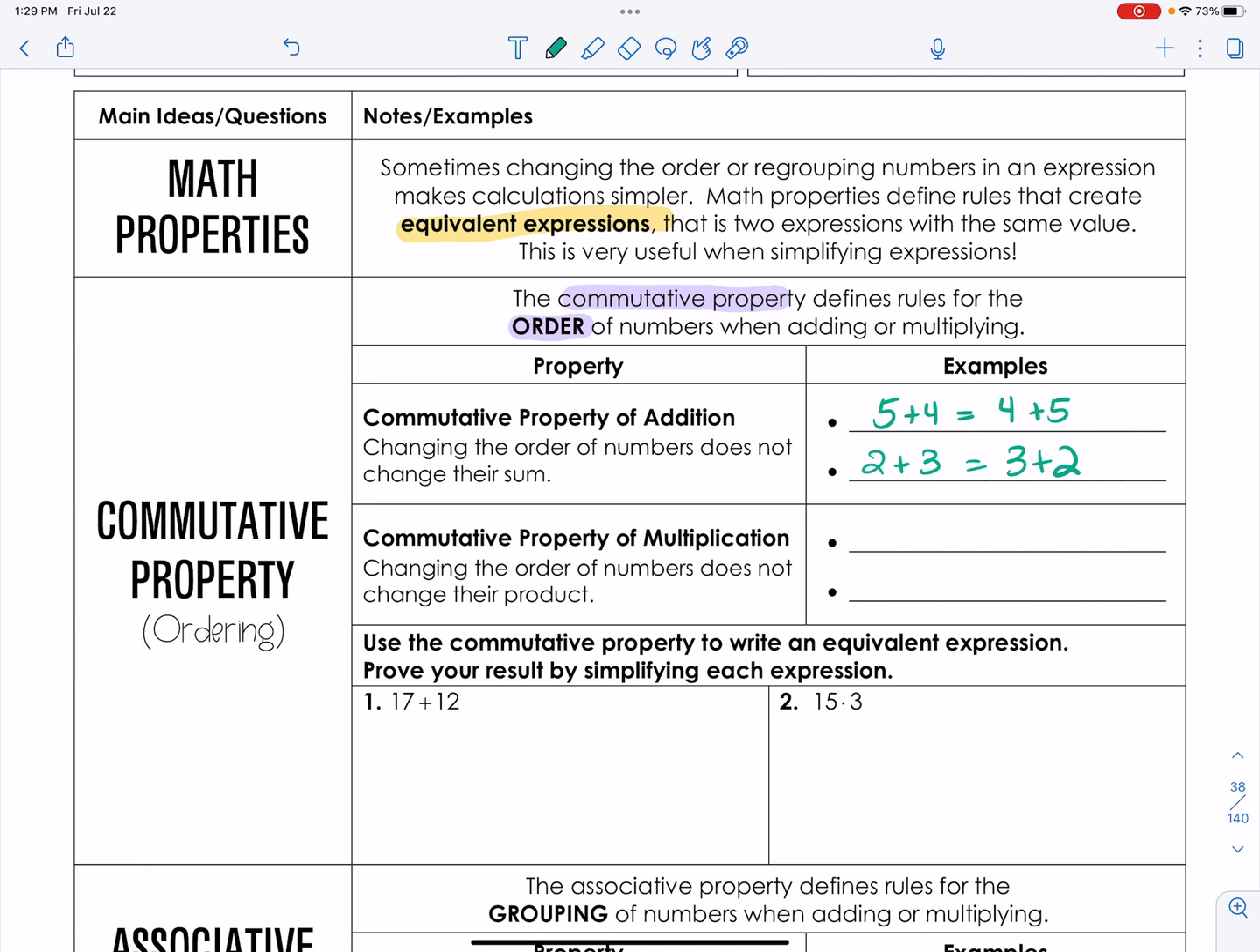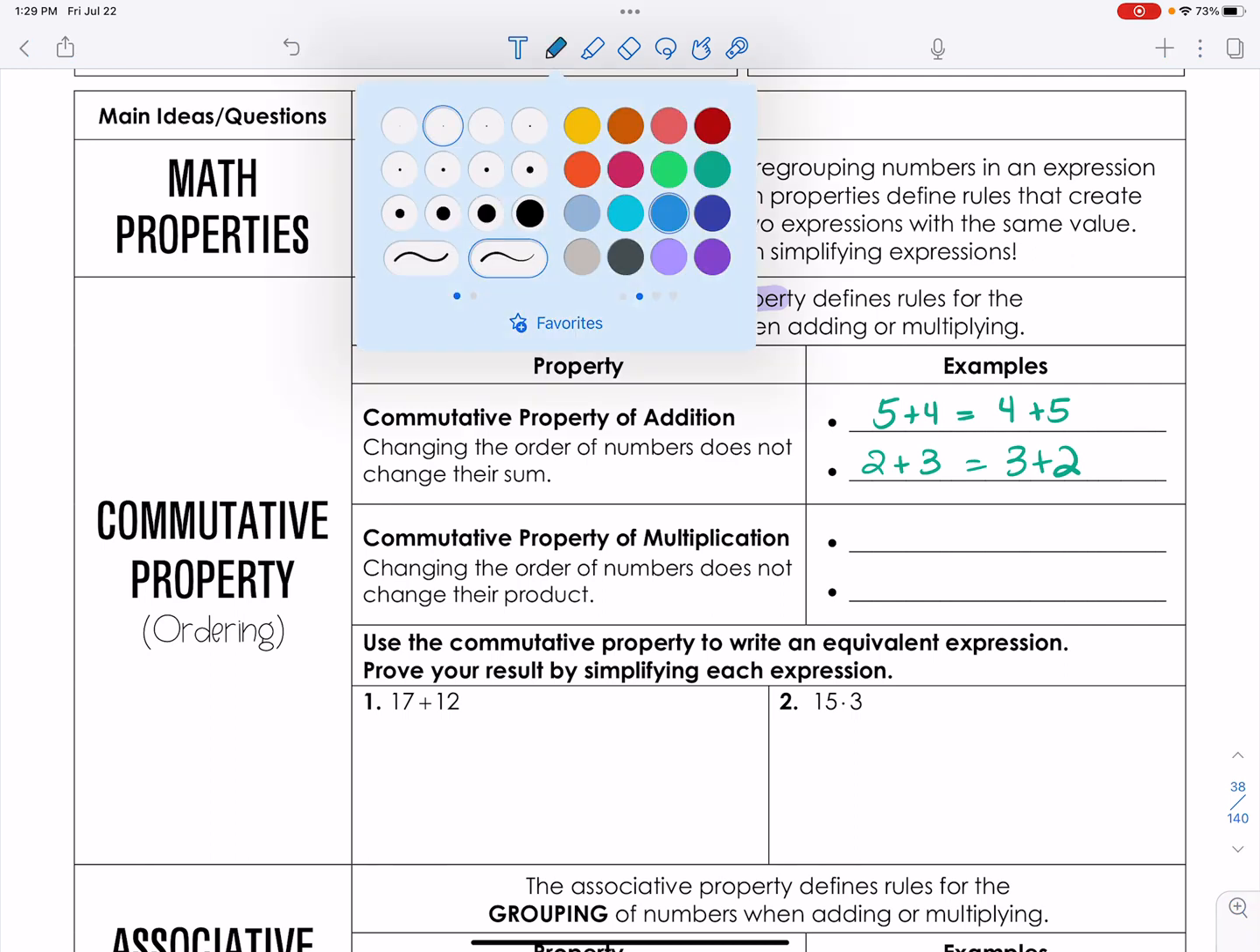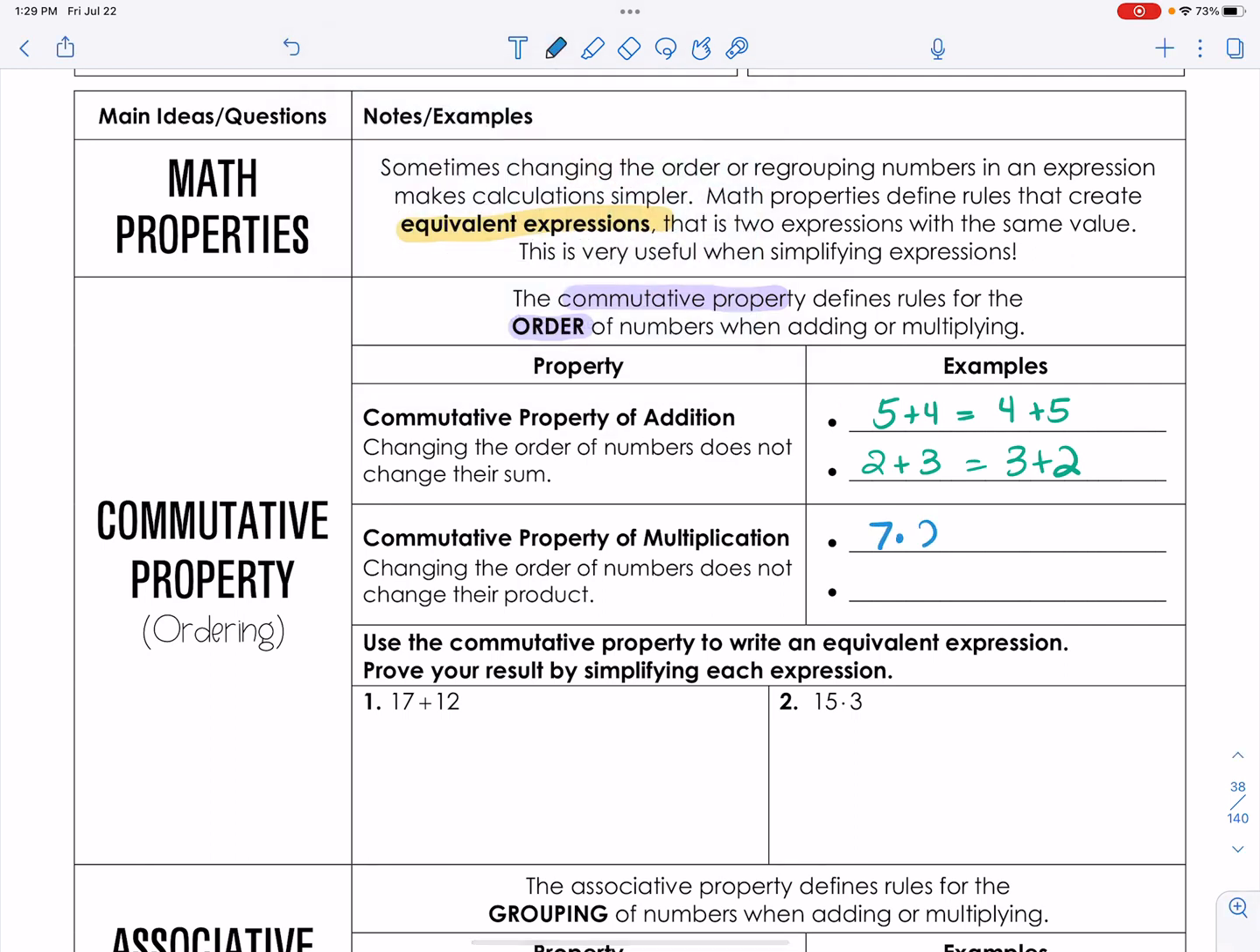The commutative property of multiplication is the same idea. If I had 7 times 2, that's 14, but 2 times 7 is also 14. And 3 times 8 is the same thing as 8 times 3. They're both 24. So order doesn't matter when you add, and it doesn't matter when you multiply. Those are the two places where it doesn't matter.